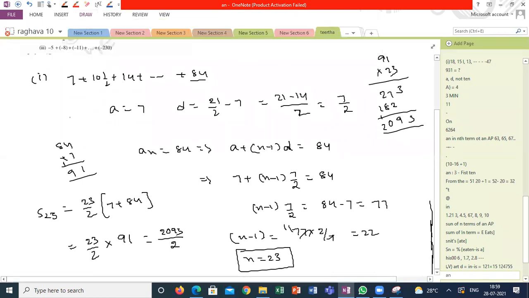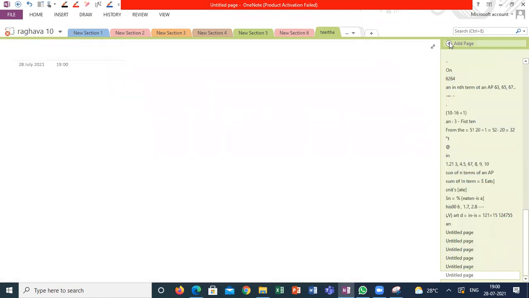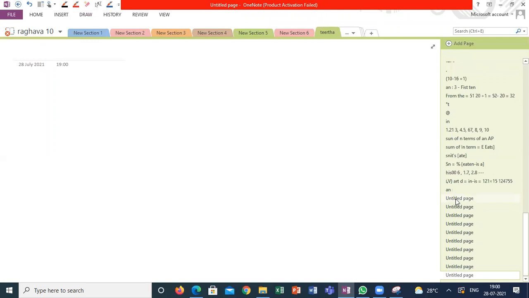So this is how we have to solve the sum of n terms. Is it clear, guys? Everyone got 7 plus 10 and half plus and so on up to 84 is 2093 by 2? Yes, sir, same answer. Please try the second question.